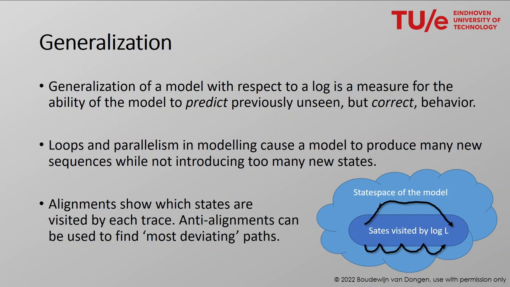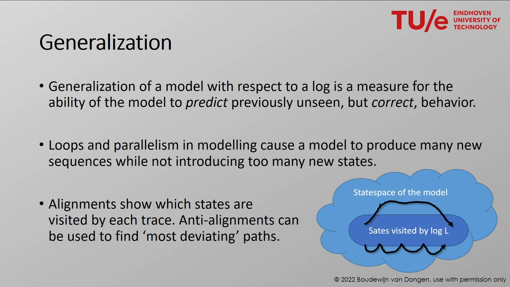And when we introduce parallelism, we're also not saying you should always decide whether you do it in one order or the other. We're just saying, when you execute this process, it doesn't matter in which order these steps happen as long as they happen. It might in practice very well be that you always execute them in the same sequence, but you don't have to. These are concepts that generalize, and they have two things in common. Loops and parallelism introduce sequences in the behavior without introducing too many states. This doesn't hold for two things in parallel, but from three onwards, you're introducing more sequences than states in your behavior. And one technique that actually measures generalization uses this concept.